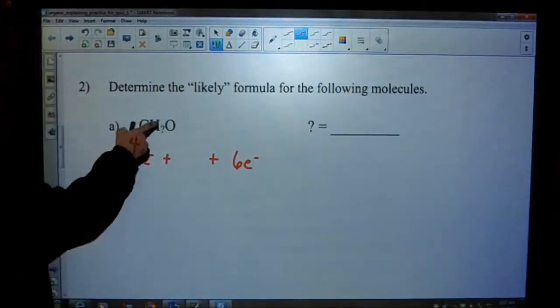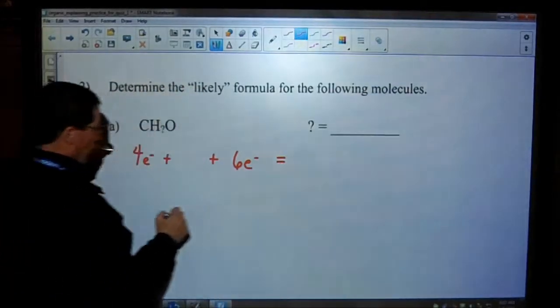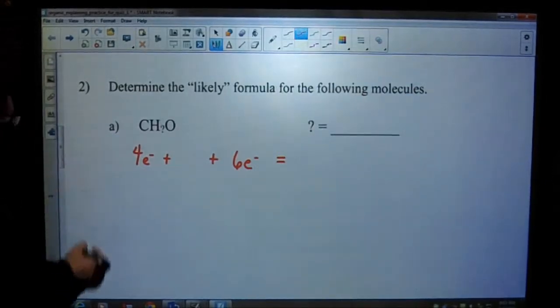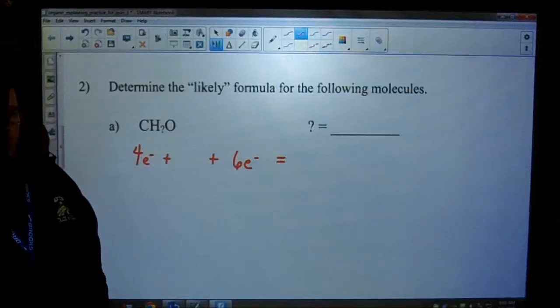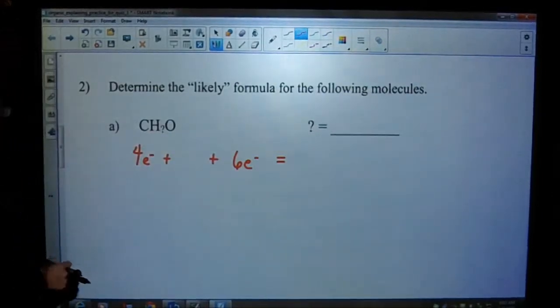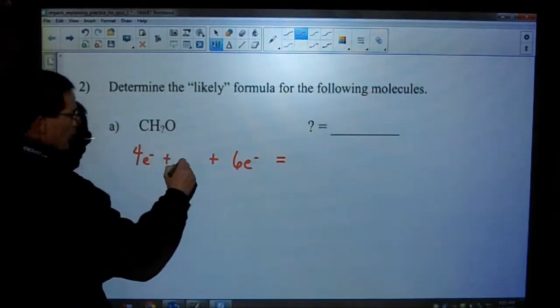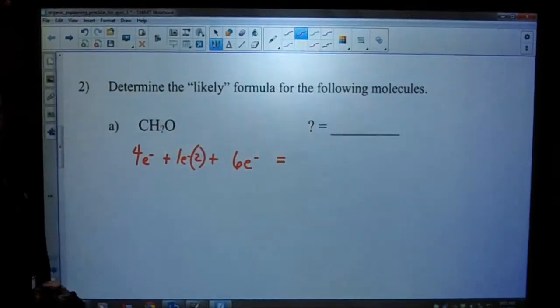So the question's asking, how many hydrogens should we have? Well, at this point right now, we have 4 plus 6, which is 10 electrons. Keep in mind, whenever you're drawing Lewis structures, you always want an even number of electrons. So putting a 1 there would give us an odd number. Putting a 3 there would give us an odd number. But putting a 2 there, that gives us an even number.